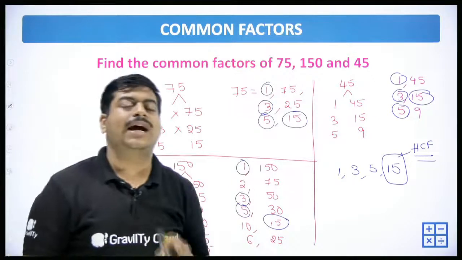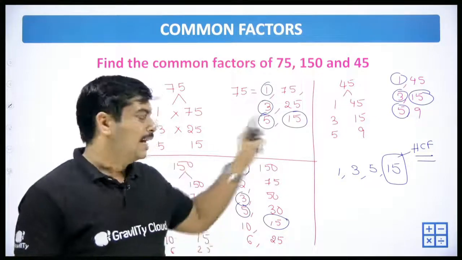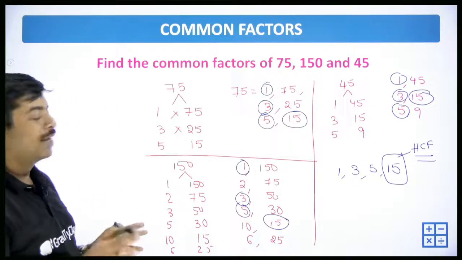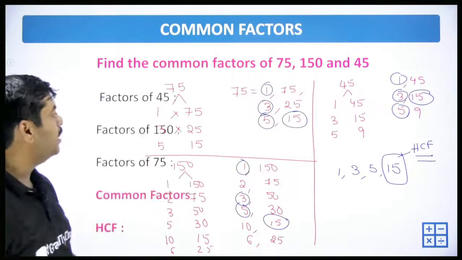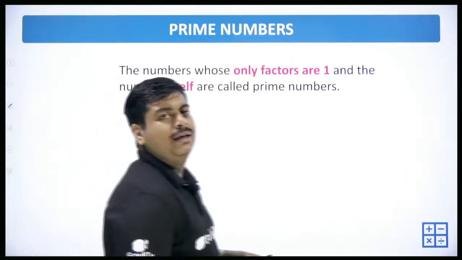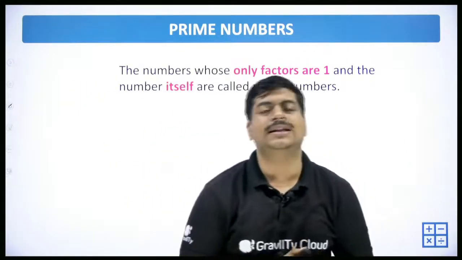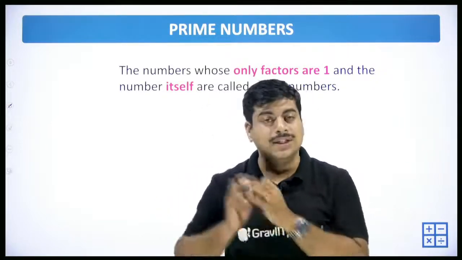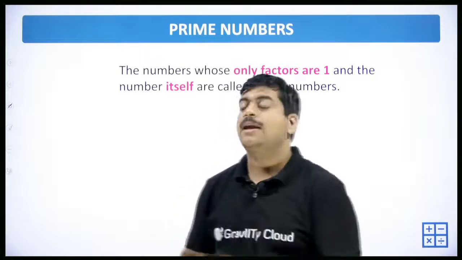There are several methods to find LCM as well as HCF, highest common factor. So I'll tell you that. But this is the method how to write all the factors. The next one: before going to find the methods to learn how to find HCF, we need to understand what are prime numbers and what are co-prime. So first, let us try to discuss what are prime numbers.